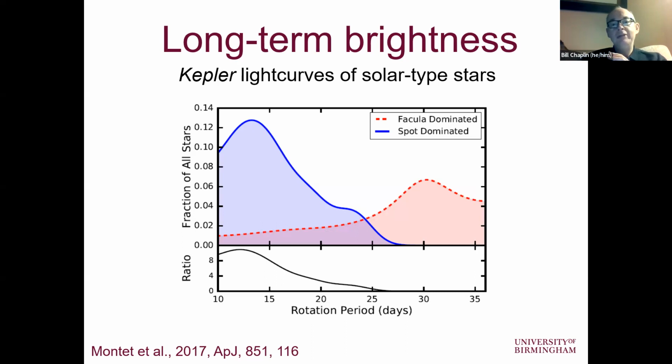And so Ben Montet and his colleagues basically found that you got this really, really nice sort of demarcation of the longer period stuff being facular dominated, the shorter period stuff being spot dominated. And the Sun, which has a rotation period sort of around about here, is in sort of the transition from going from spot to facular dominated.